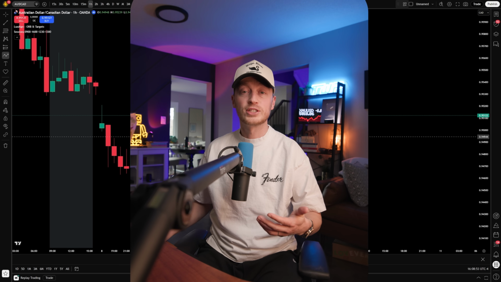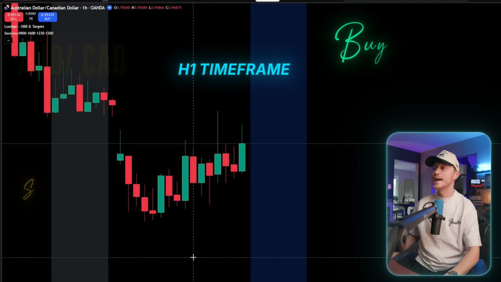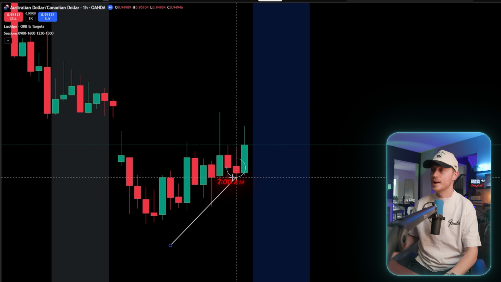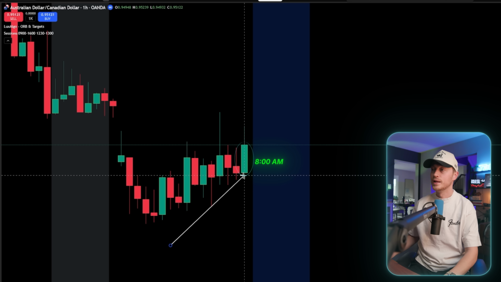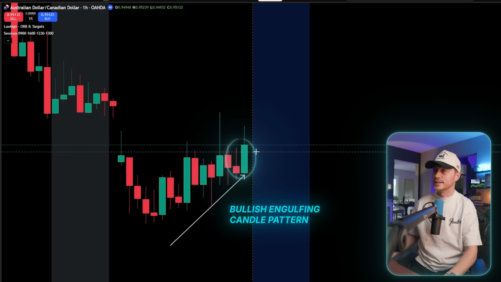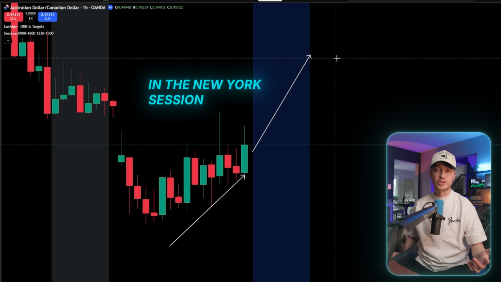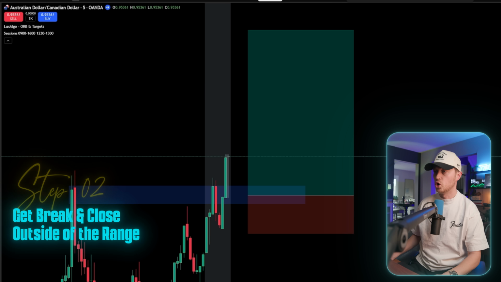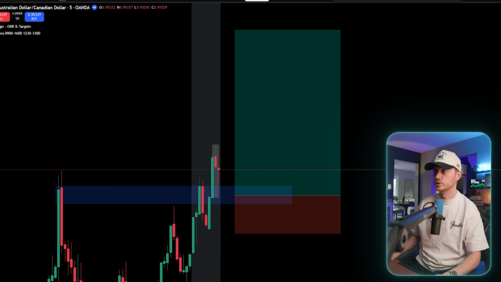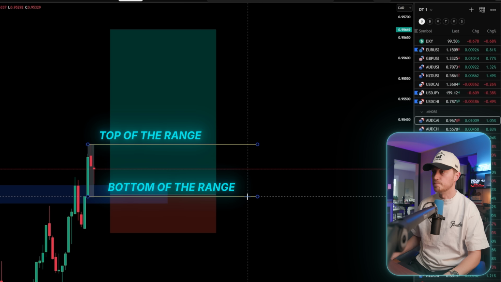Let's look at this Forex trade on the H1 time frame. Step 1, looking at that 7 a.m. candle, that 8 a.m. candle. That's my pattern. So I'm expecting price to go up in the New York session, my trading session. For step 2, I'm always setting up my range. This was the top of the range. This was the bottom of the range.